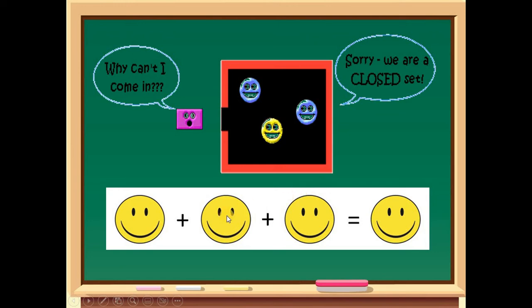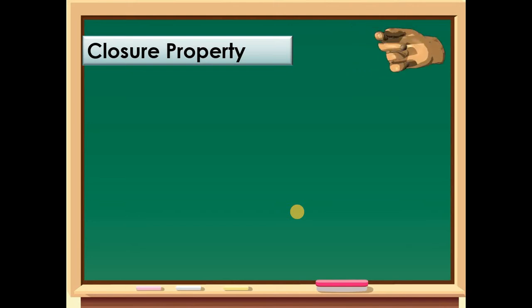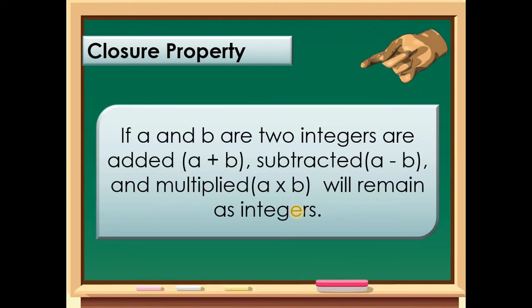Okay, so we have here the smiley plus smiley is equivalent to smiley din. Okay, so ano kaya ang ibig sabihin yan? Okay, so that is the closure property. Ano kaya ang closure property? So if A and B are two integers are added, so we have A plus B, subtracted A minus B, and multiplied A times B, so will remain as integers.